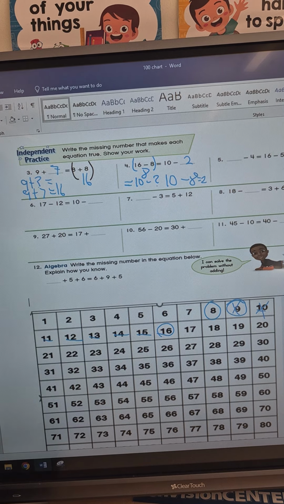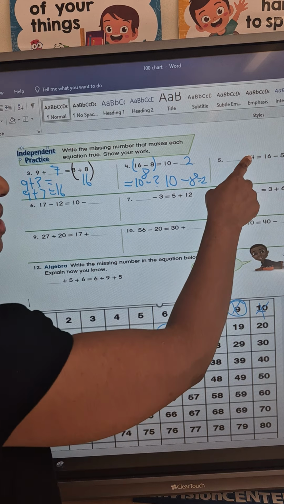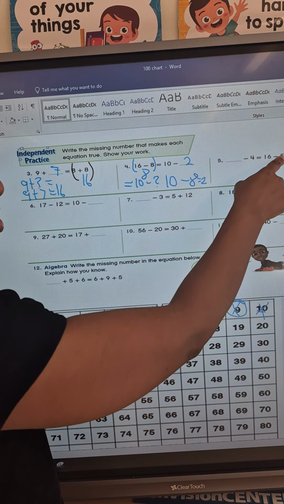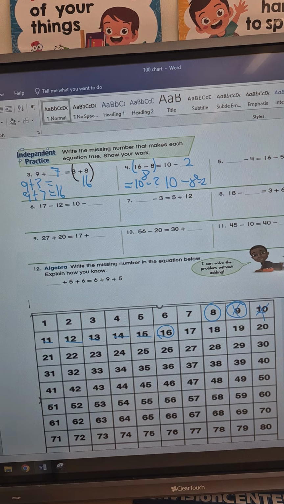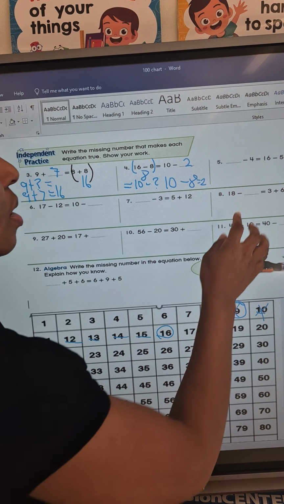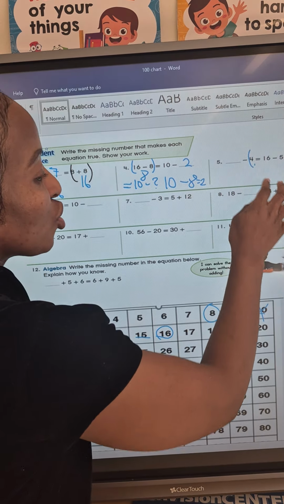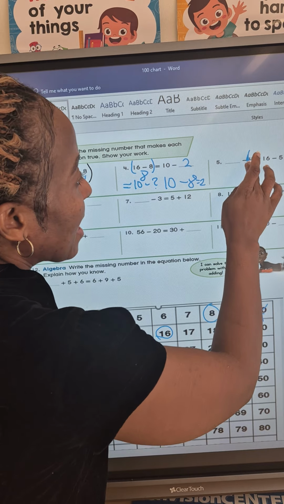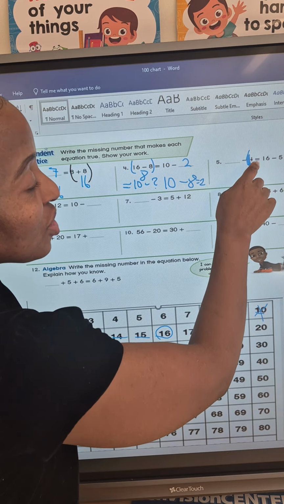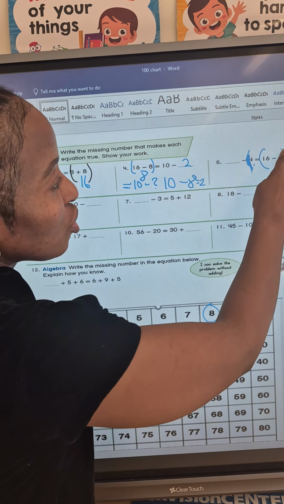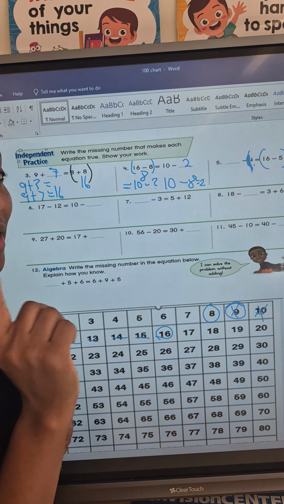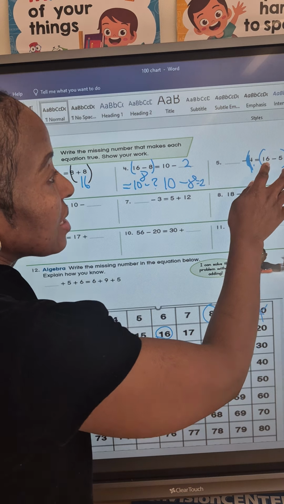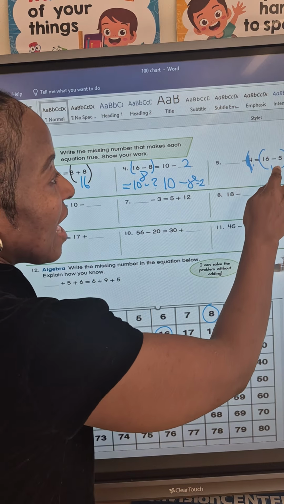Number 5. Blank minus 4 equals 16 minus 5. I am going to make sure that, guys, don't ever do this. If you do this, it's wrong. You want to make sure you circle the full equation, not this one. This one is an error, so leave that part alone. 16 minus 5 is 11.